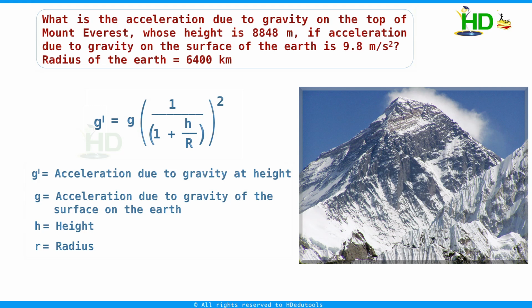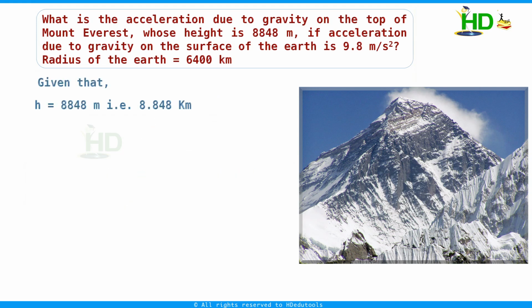Now in this case, we are asked to find the acceleration due to gravity at a height of 8,848 meters. If we compare the value of h with the radius of the Earth, h is 8,848 meters, that is 8.848 kilometers, and the radius of Earth is 6,400 kilometers. Since h is very small compared to r, (1 plus h by r) whole square to the power of minus 1 can be written as 1 minus 2h by r using binomial theorem, neglecting the higher powers.